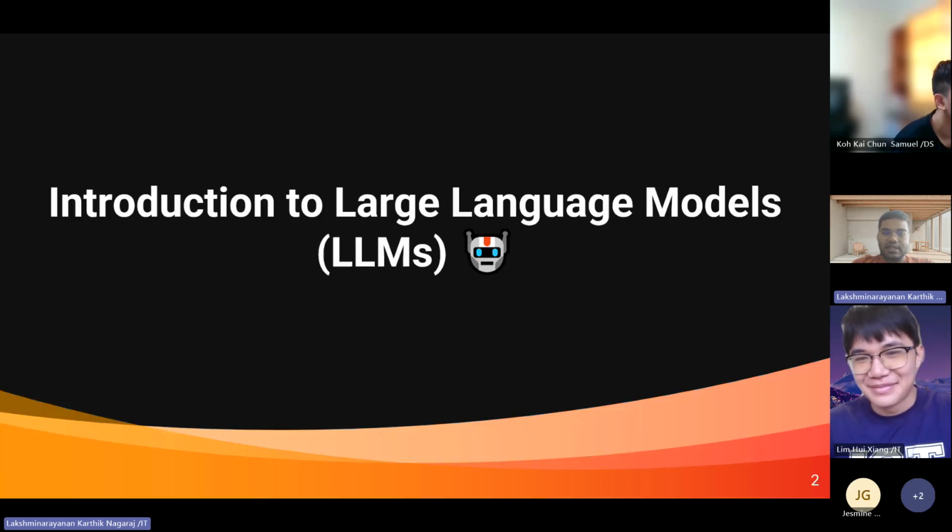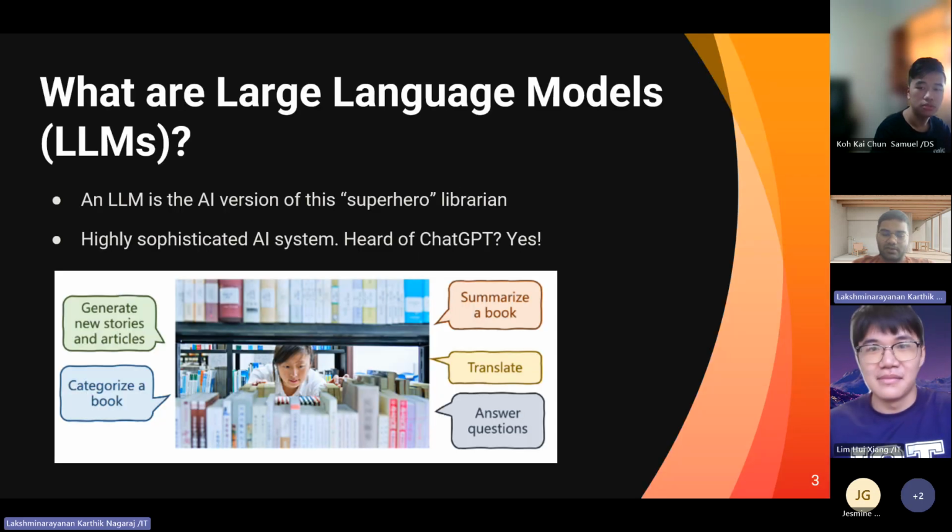Before we actually get into advanced transformers, it's important that we cover a concept called large language models first. In short, we can call it LLMs, if you want to know. So what are LLMs? To give you a simple analogy, it's like your AI version of a superhero, like Hyperion, or whatever terminology you want to coin it. Basically, it's a highly sophisticated AI system.